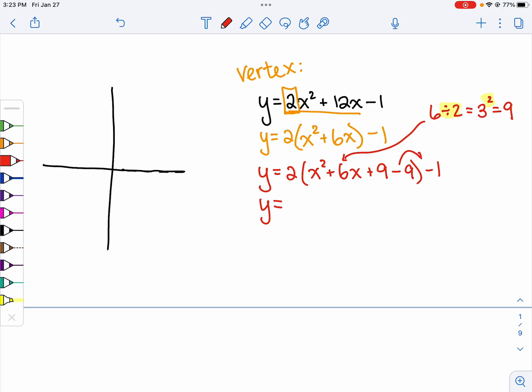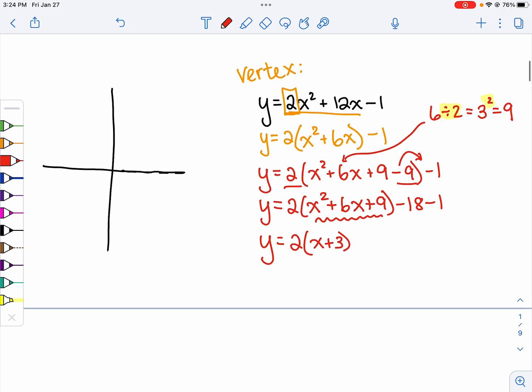And now we want to get the 9 out of the bracket. So when we pull it out, we have to multiply it by the 2. So it becomes negative 18 minus 1. And last step, we have to factor this. So multiplies to 9 and adds to 6. 3 times 3, 3 plus 3. So the bracket's going to factor into x plus 3, and there's going to be 2 of them, so we're just going to square it. And then negative 18 minus 1 is negative 19. I'm trying to go quick because it's just a review video.